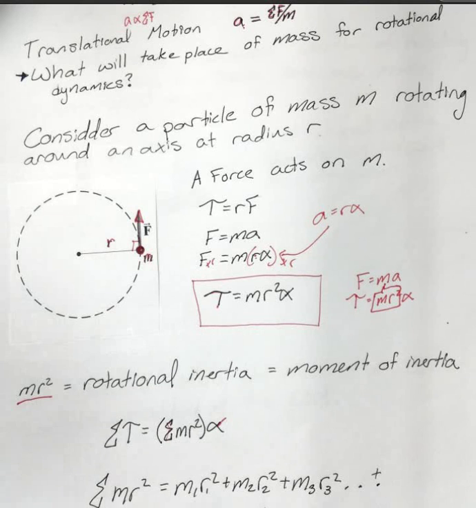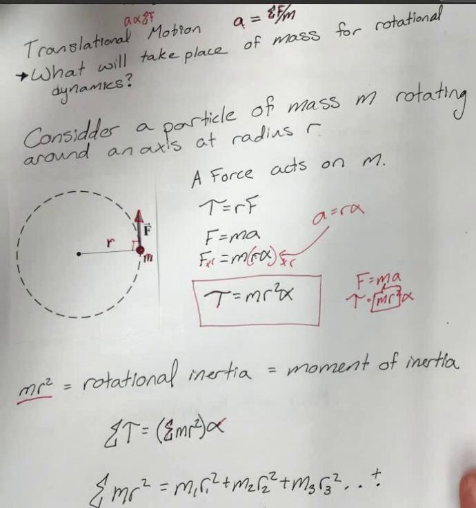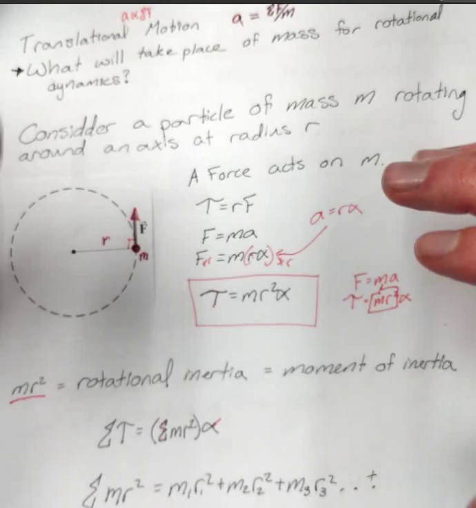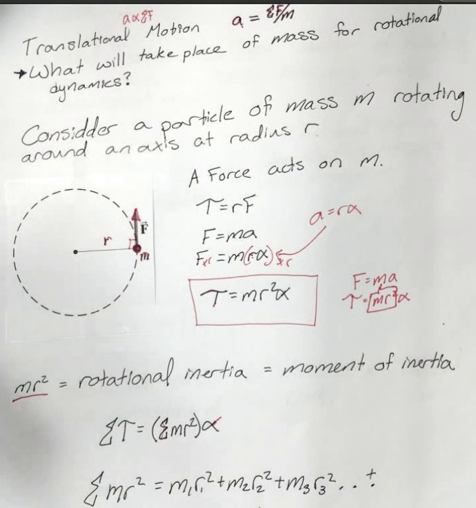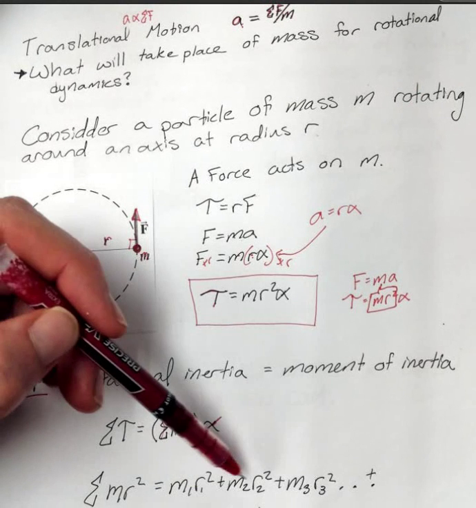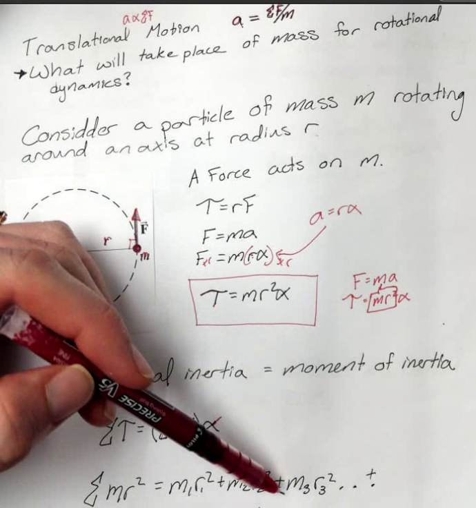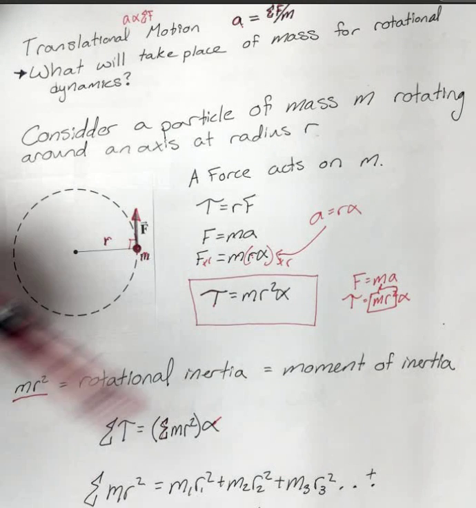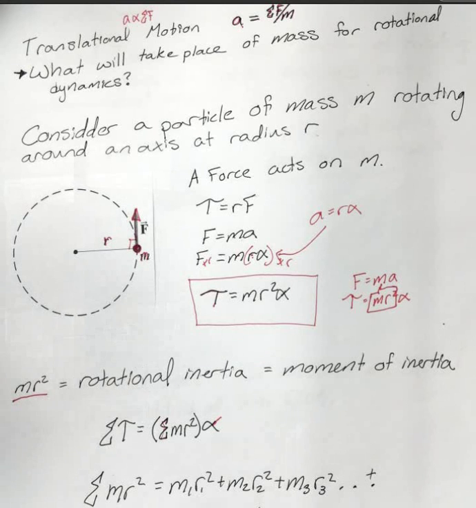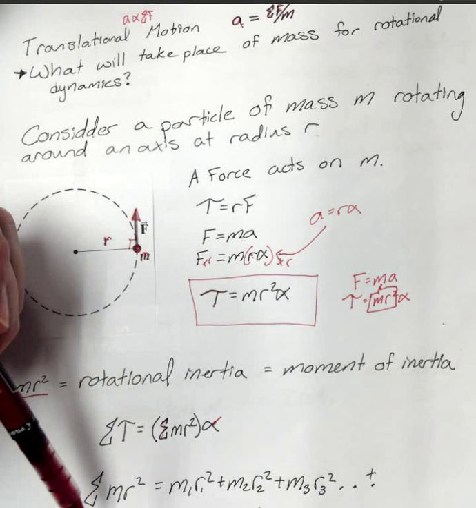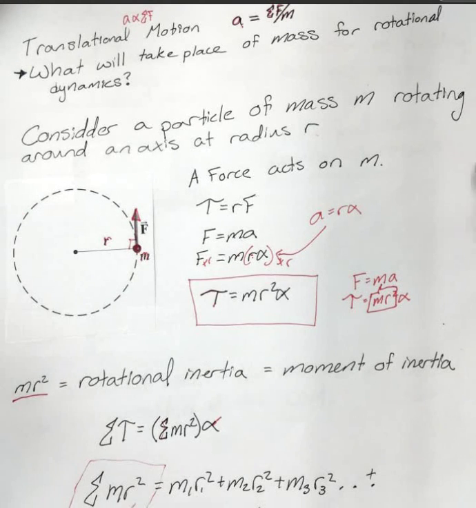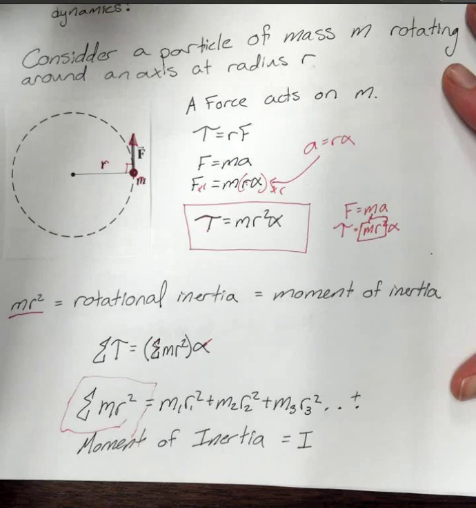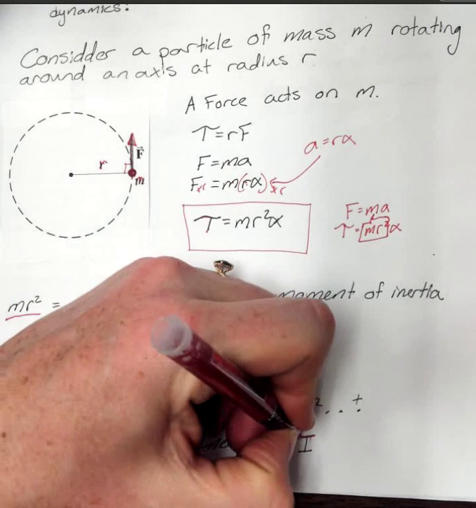So what is the sum of mr squared for all of the particles involved in a system? Well, the sum of mr squared for all of the particles in the system would just be, you take the mass of the first particle times the radius squared of that particle and add it to the mass of the second particle times the radius squared of that particle, and then add that to the mass of the third particle times the radius squared, and you do that forever. And the sum of all of those values would be given by this equation here. And we would give that value right there the name moment of inertia, and we give it the symbol I.